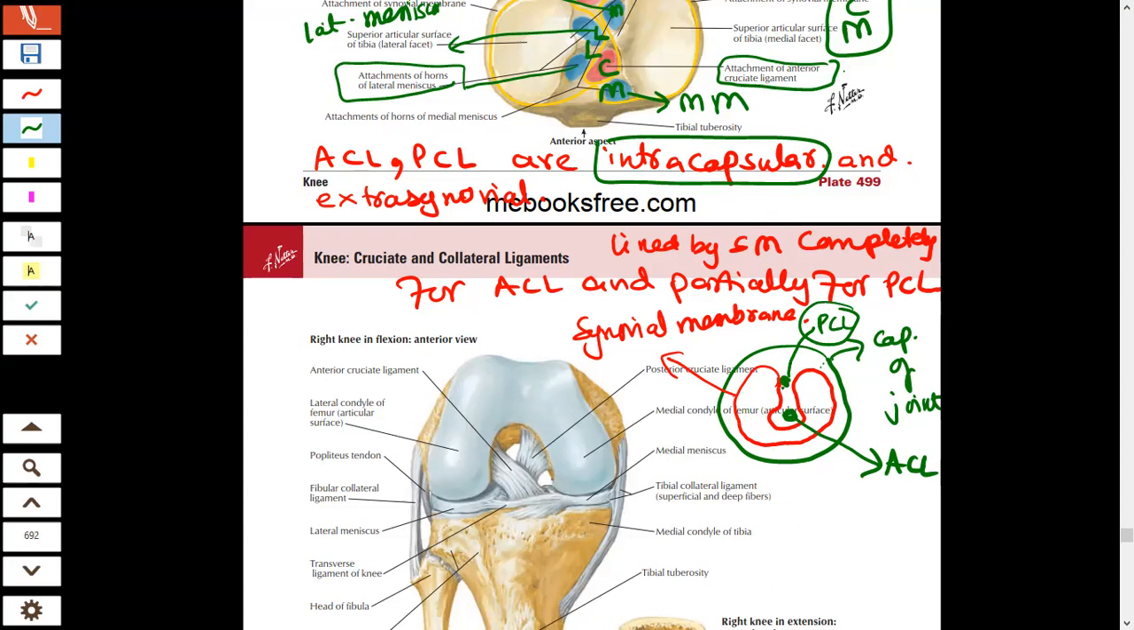So this is the synovial membrane. Why is it extrasynovial? See here, it is lined by the synovial membrane completely for the anterior cruciate ligament and partially for PCL. So for PCL, on the posterior side, it is not covered by the synovial membrane. It is clear to everyone. So it is deficient for PCL posteriorly. Please remember it forever. Students make a mistake here. This is the important concept which you all must remember.